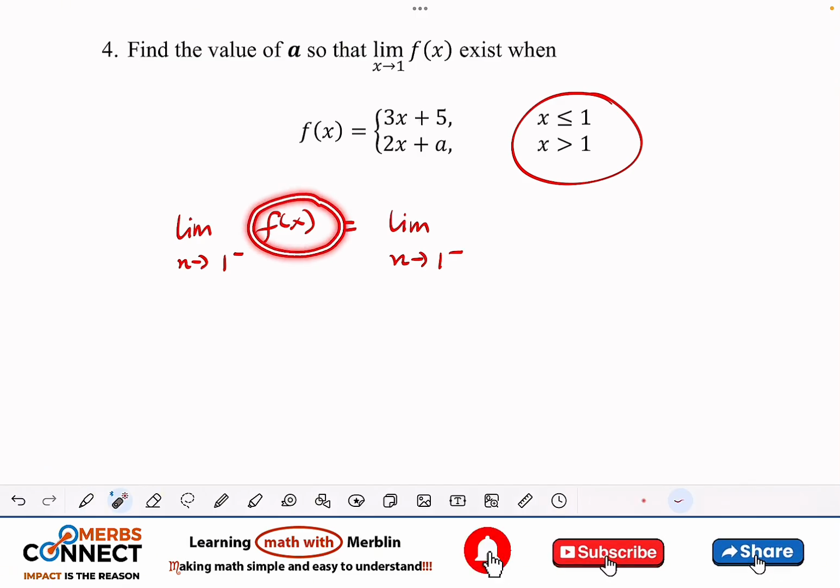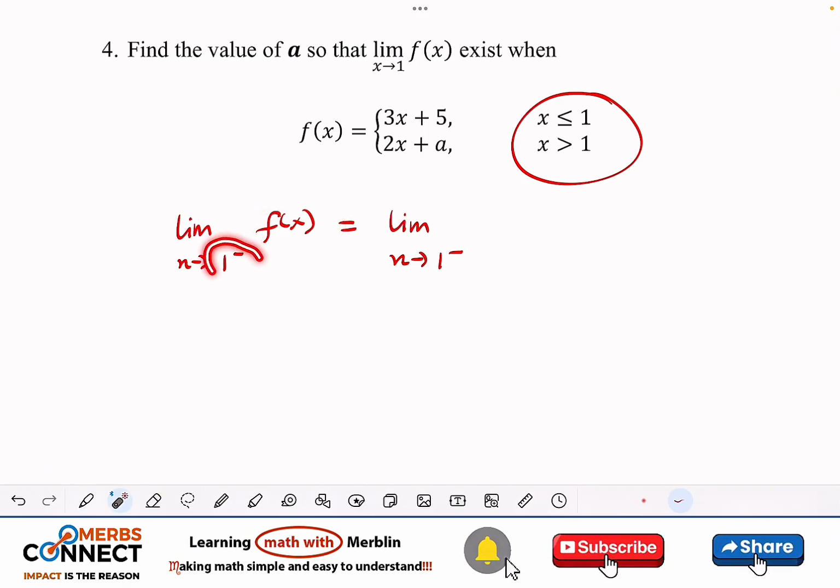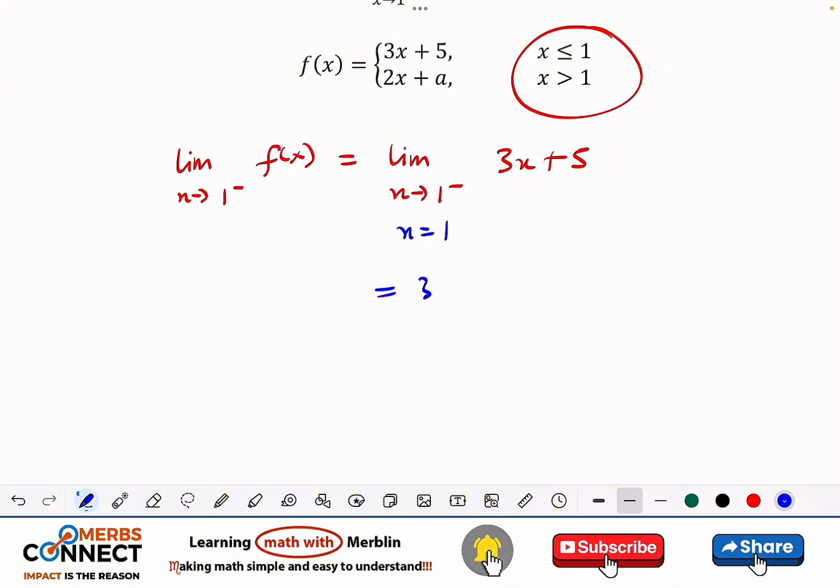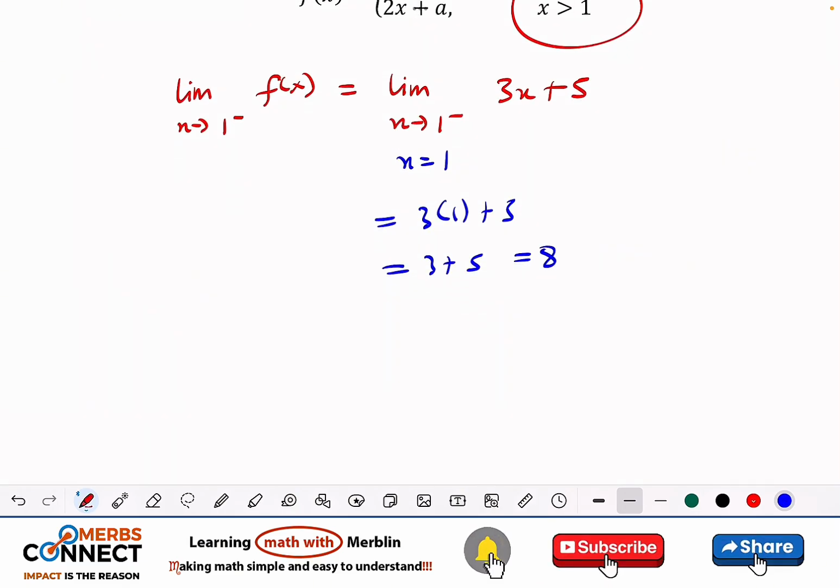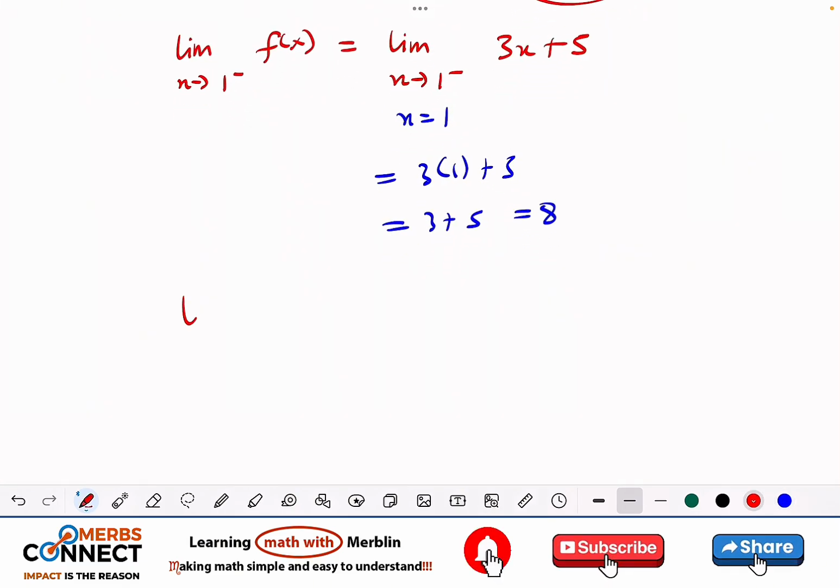So what's the left? The left is the one where x is less than 1. So x is less than 1, I have this one here. So I'm going to have 3x plus 5, and then I set x equal to 1. So I'm going to have 3 times 1 plus 5, and then 3 plus 5 is equal to 8. Then I need to look at the right, the limit of f of x as x approaches 1 from the positive.